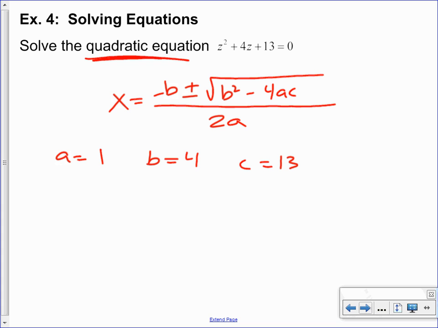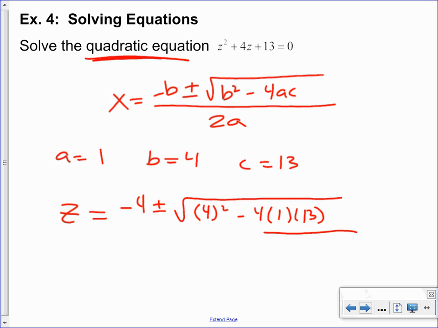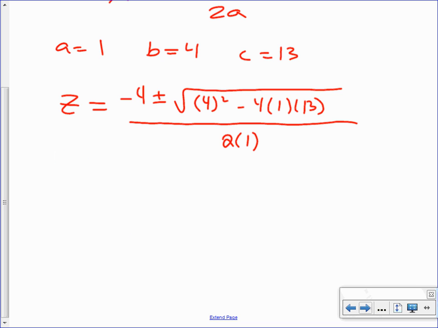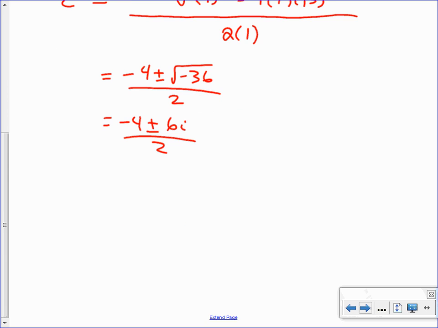No big deal. So instead of x, we're solving for z, no problem. Make it interesting. Let's go. So z is equal to negative 4 plus or minus the square root of 4 squared minus 4 times 1 times 13, which is 52, that's right, all over 2 times 1. Negative 4 plus or minus the root of 16 minus 52, negative 36, which becomes negative 4 plus or minus 6i all over 2. Clean it up.